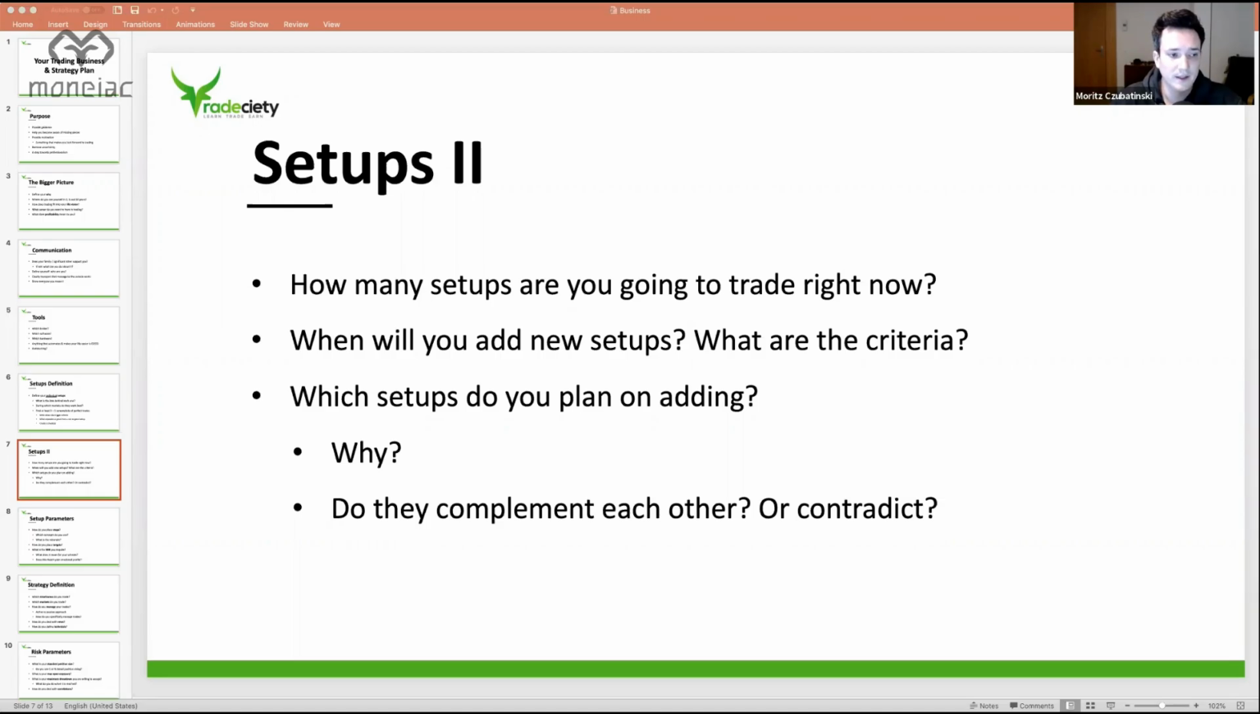And why do you add setups? Well, that's the question you have to answer for yourself. Do you want to be more diversified? Do you want to have more trading opportunities? Do you want to be busier? And do you feel lazy? That's something you have to figure out with yourself.